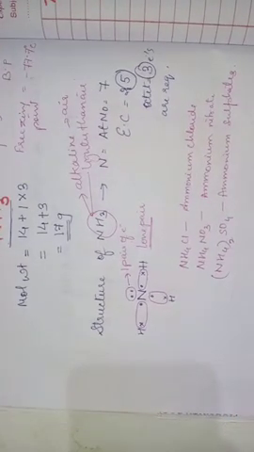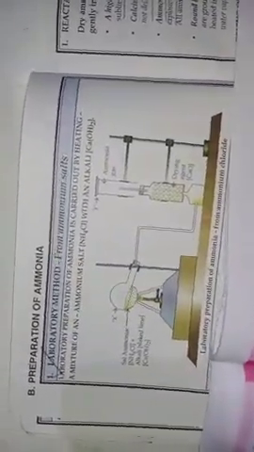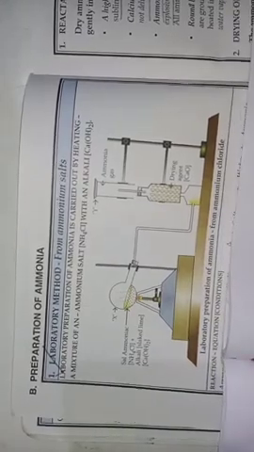So let us start with the laboratory preparation of ammonia, children. In the laboratory preparation of ammonia, I will show you first the diagram. Just go through the diagram and then we will discuss some points regarding the laboratory preparation. I hope that you are able to see the diagram. See children, this is the diagram of ammonia. I hope that you are able to understand.